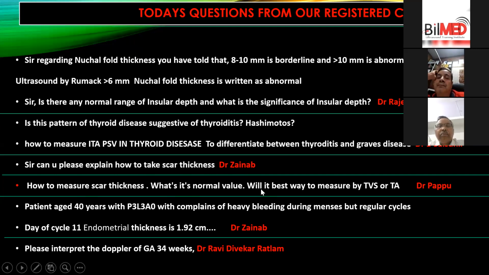Same question has been put by Dr. Papu. Then Dr. Zainab is sending us a case, which I will show you: 40 years of age, P3, L3, A0, with complaints of heavy bleeding during menses, but regular cycles, day 13, endometrial thickness is 19. We will discuss Dr. Zainab's question, where the endometrial thickness is abnormal, is increased.